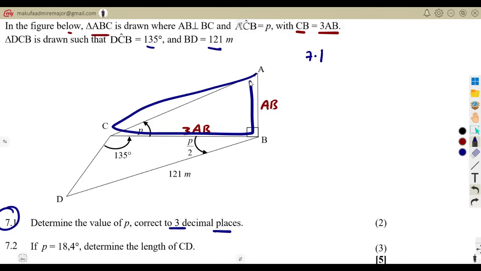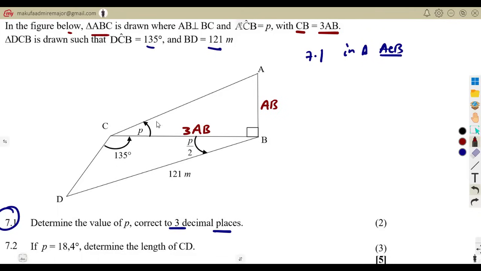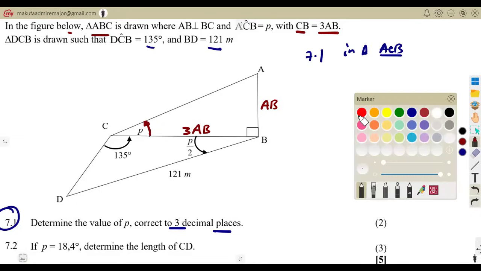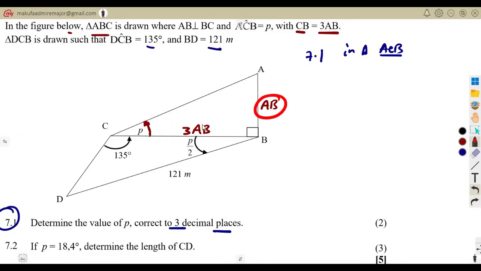This one, ACB, is a right angle triangle. In this triangle ACB, we can apply the ratio because we've got something that is complete according to the angle P that we are given, relating to side AB, because CB is given in terms of AB. We can say that this is the opposite. The one that faces the angle is your opposite, and CB becomes our adjacent. Remember, it's a right angle triangle, so you can use the trigonometrical ratios.